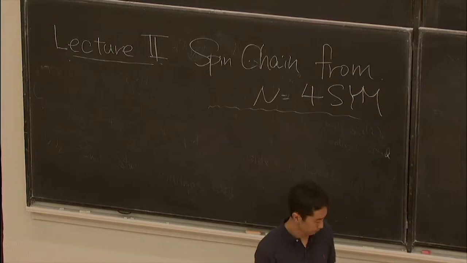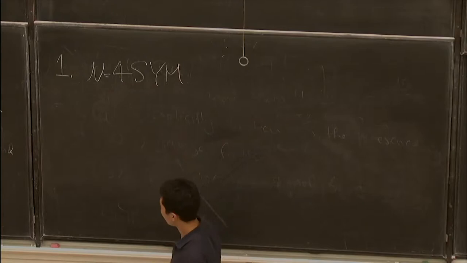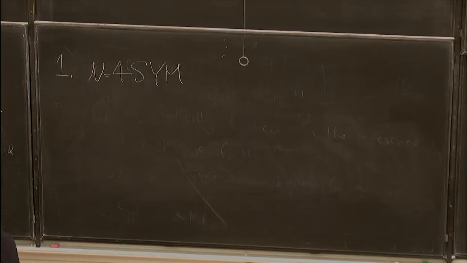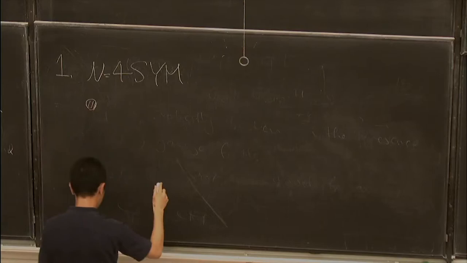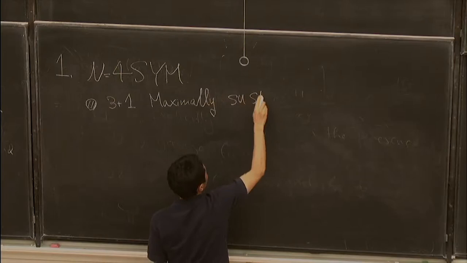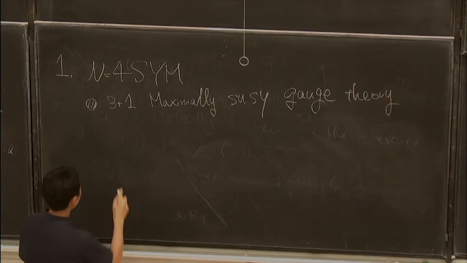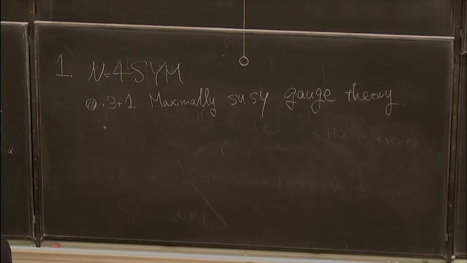So let me give you a brief review of what N=4 super Yang-Mills is. Of course, I don't have time to explain the details of the theory, but I will list the necessary properties for the lectures today and tomorrow. First of all, N=4 super Yang-Mills is a 3+1 dimensional gauge theory, and it has maximal supersymmetry, a maximal number of supersymmetries. And another important property, and that's the reason why I'm talking about this theory in this school, is that this is actually a conformal field theory.